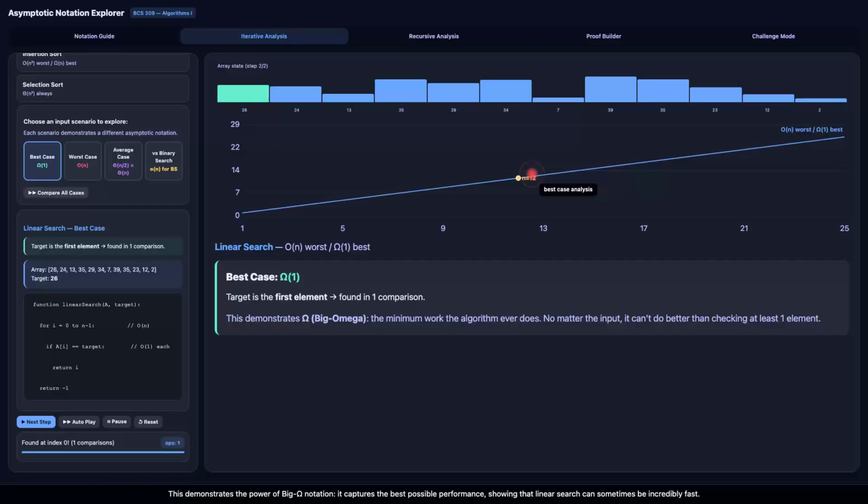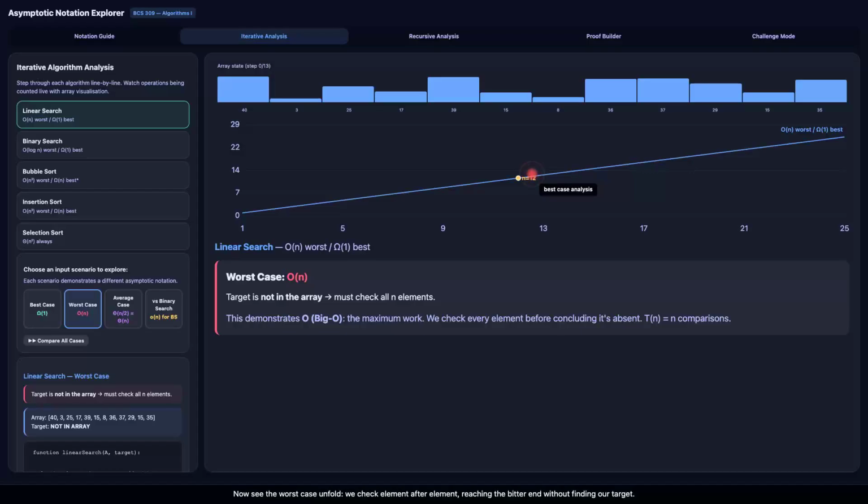It captures the best possible performance, showing that linear search can sometimes be incredibly fast. But notice we don't say theta of 1, because the worst case is much different. Now see the worst case unfold.